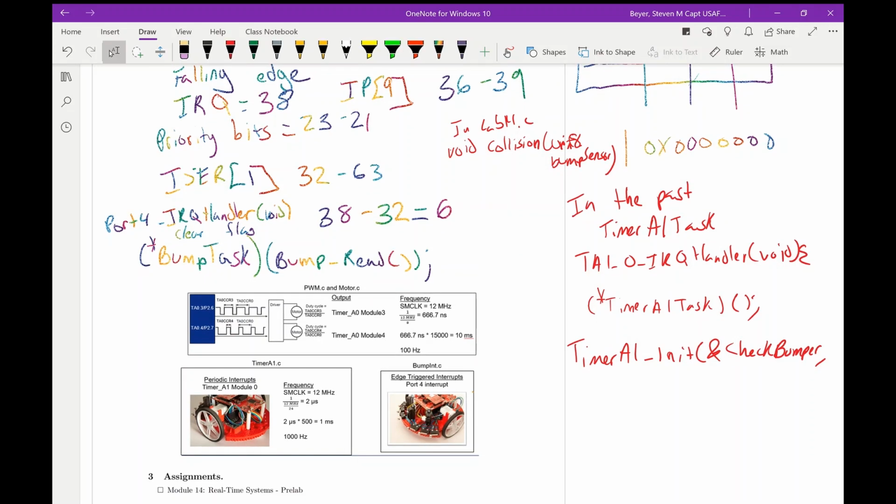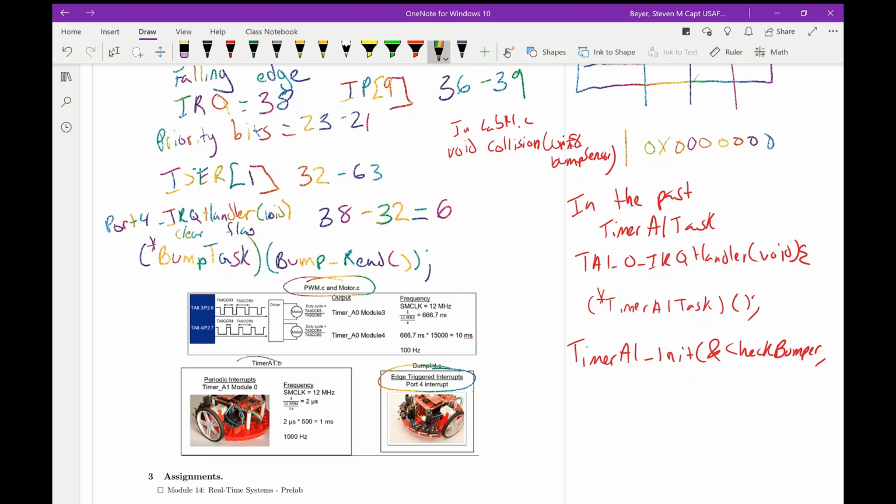So what is the current state of our timers after lab 14? We're going to throw in our edge triggered interrupts, port 4, which is going to free up timer A1 because previously we were periodically checking the bump sensors from timer A1. So now we're going to use timer A1 to drive the motor, or to drive the robot. Pulse width modulation, and the PWM and motor C is still using timer A0 to actually provide the signals, just like we did last lab.